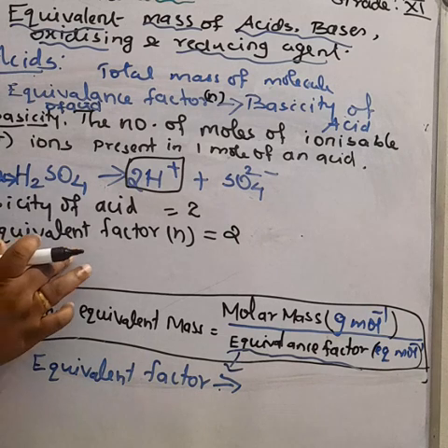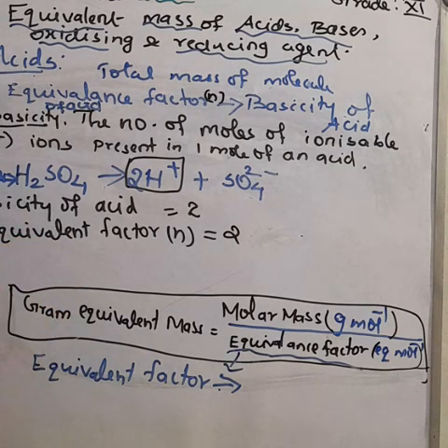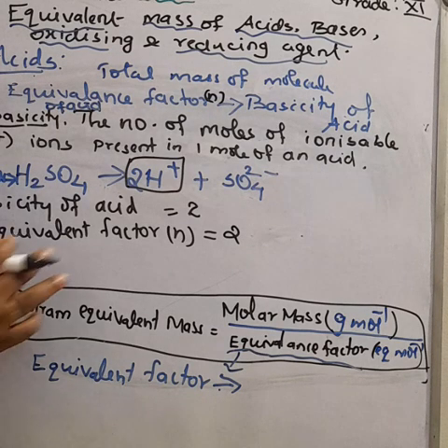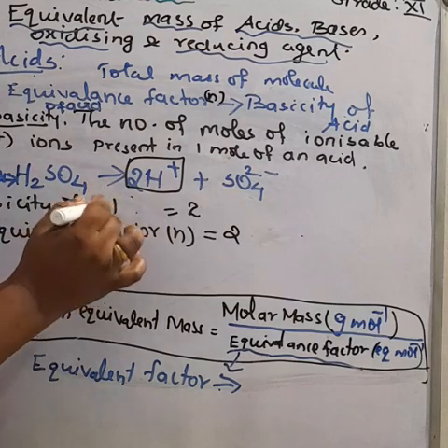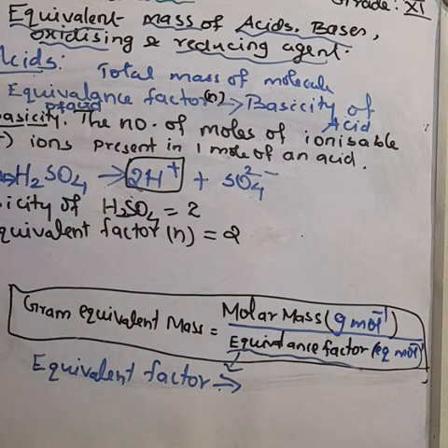Okay, what do you mean by equivalent factor? For acids, that is the basicity of the acid. What do you mean by basicity? The number of moles of ionizable H plus ions present in 1 mole of an acid. That is the basicity. Okay, so let's calculate the gram equivalent mass of H2SO4.